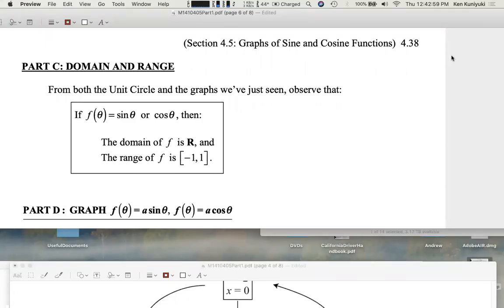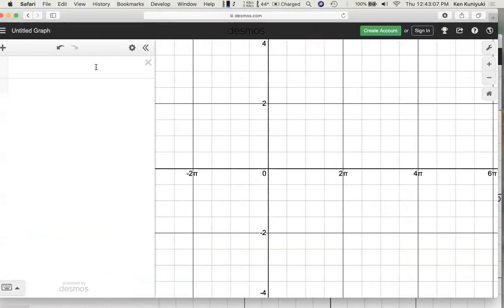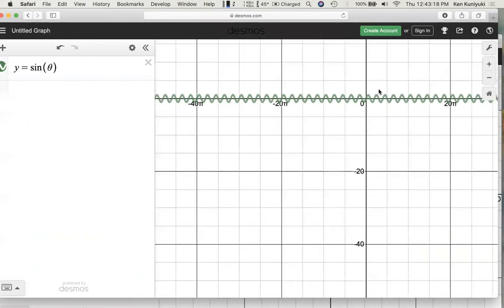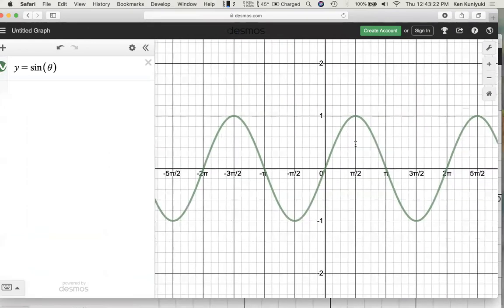Hi, everyone. Let's first talk about domain and range for sine and cosine, the basic sine and cosine functions. All right, y equals sine of theta. Let's take a look. Domain. What are the x coordinates we pick up? We pick up all real numbers as x coordinates. Domain is all real numbers.